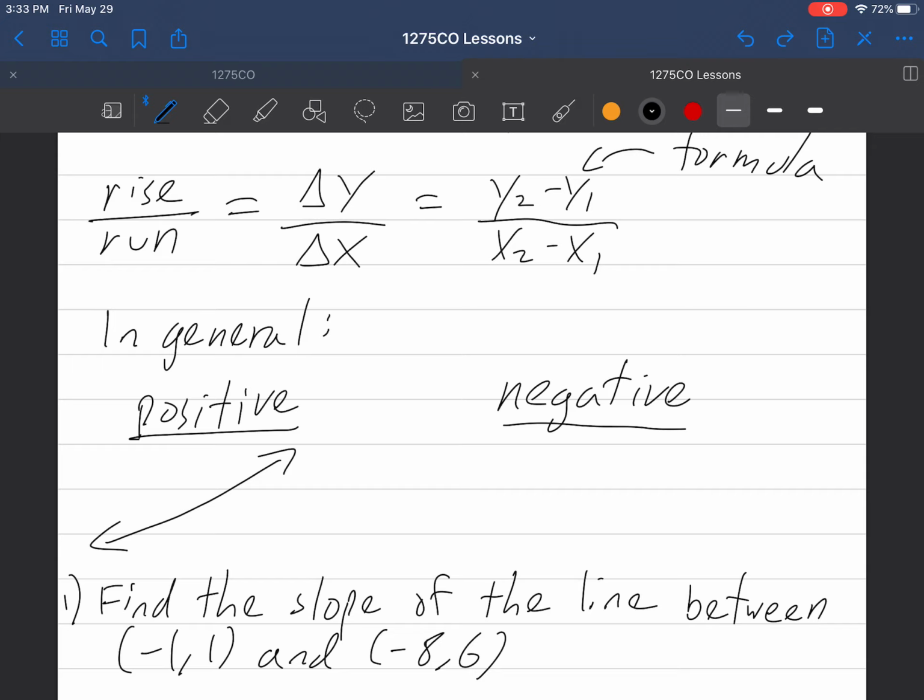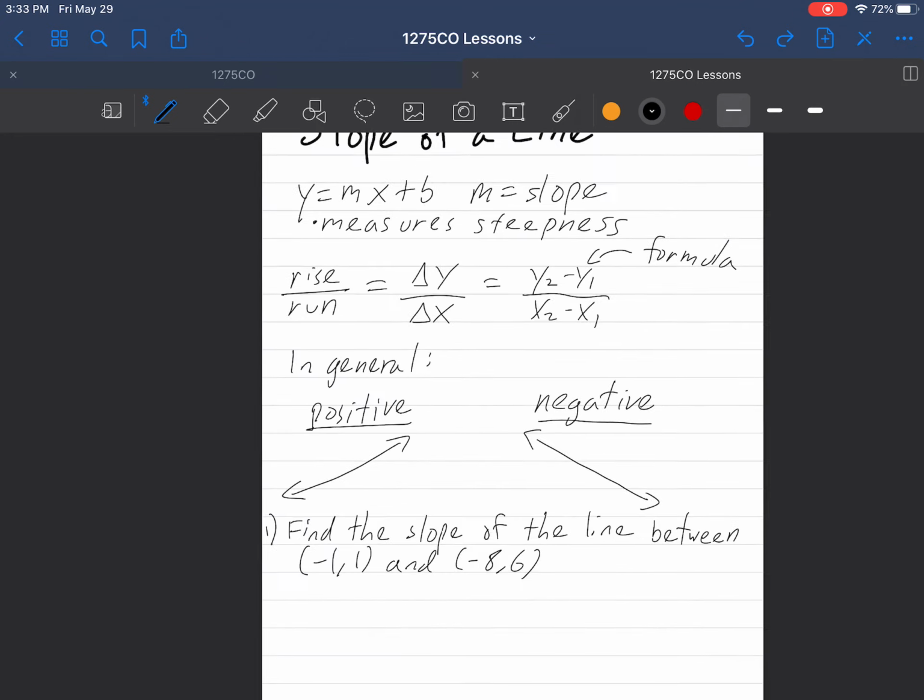A negative slope is going to do the opposite. If you were looking at this line from left to right, that means it's going to start on the upper left-hand side and go down to the lower right-hand side. And that's the general main difference between a positive and negative numbered slope.